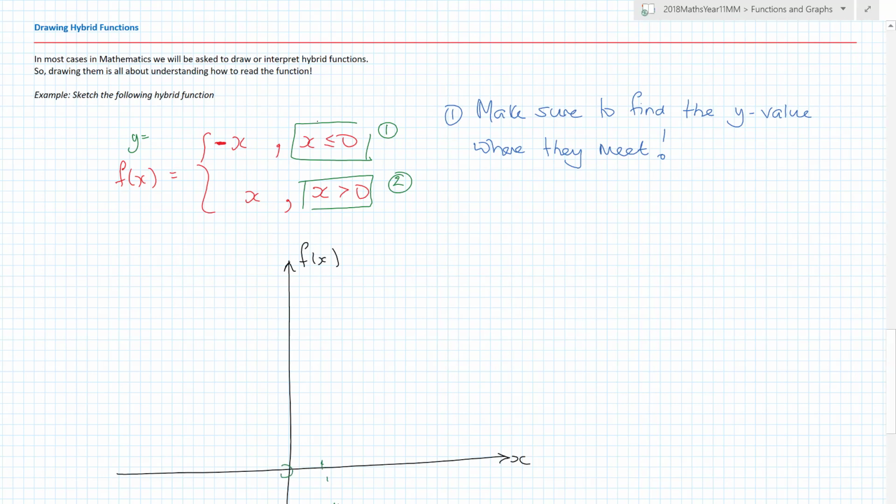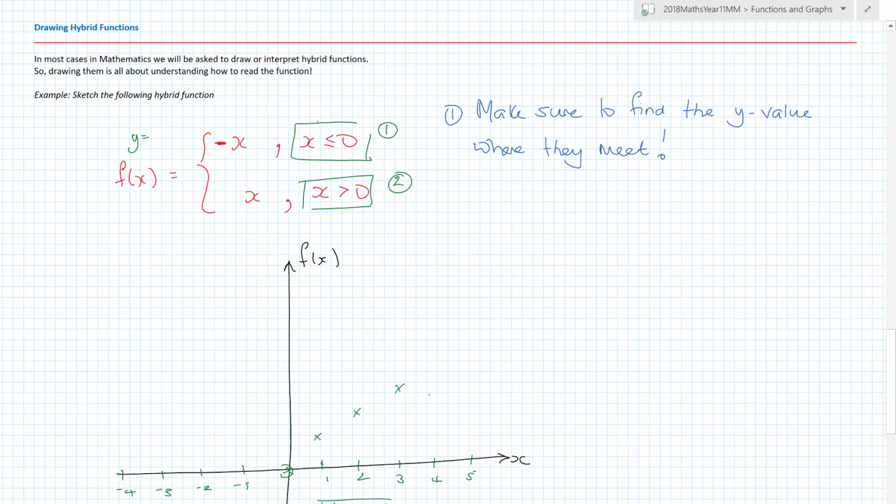I'm going to put x as 1, 2, 3, 4, and 5, and then minus 1, minus 2, minus 3, and minus 4. So here we're drawing the line y equals x. When y equals 0, x equals 0. When y equals 1, x equals 1. When y equals 2, x equals 2. When y equals 3, x equals 3.